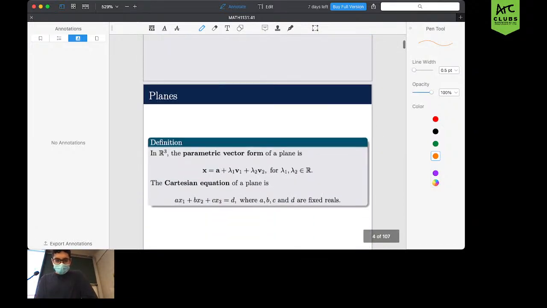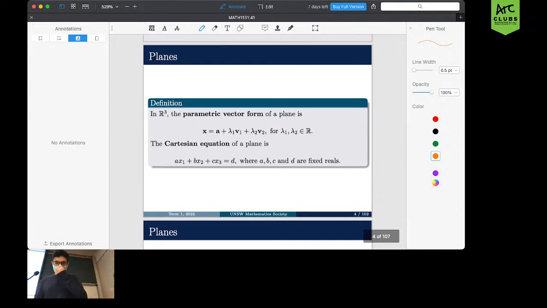Cool, so let's begin. Introduction to vectors. Let's start off with the definition of planes. We have two main equations for planes. We have the parametric vector form, and we also have the Cartesian equation. Now let's go through the parametric vector form first.